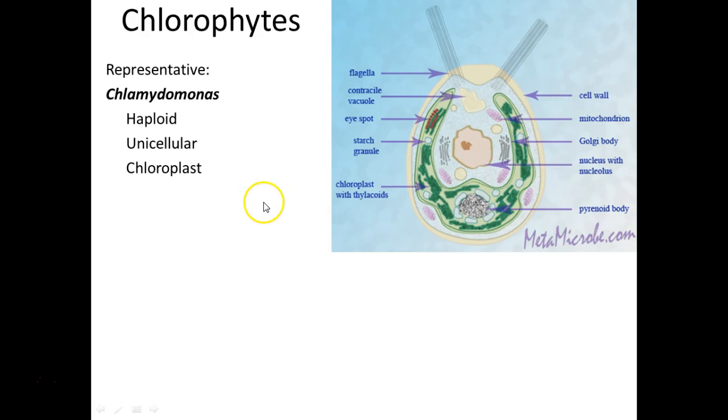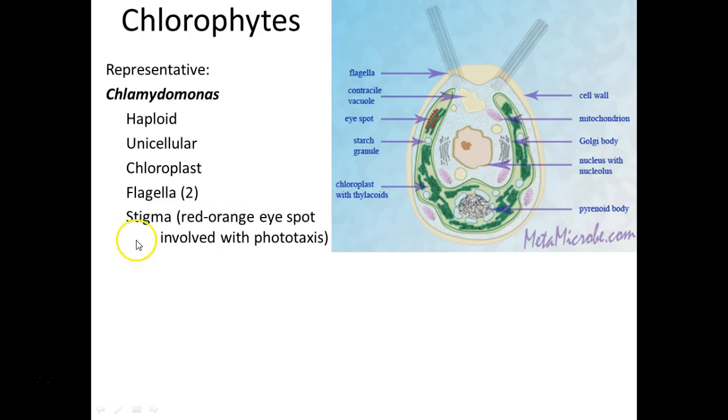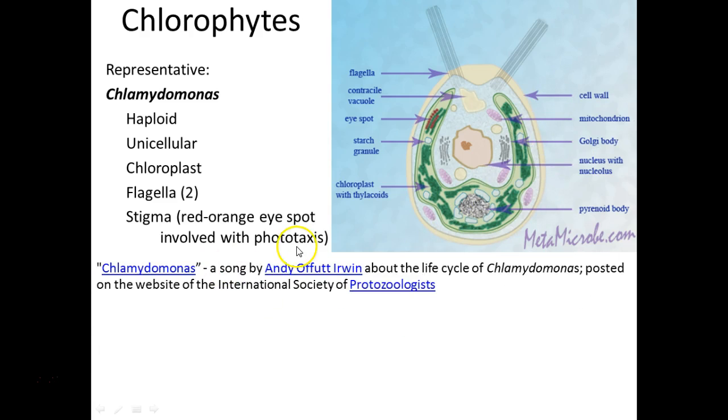It has a chloroplast, right? It has two flagella. They have a stigma as well, so an eye spot to help them find the light, to be able to move towards the light. As I said on the videos page, check this out. This guy's hysterical. Sings a song about Chlamydomonas.